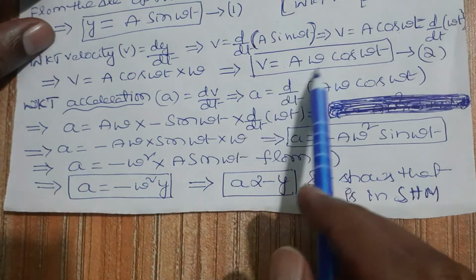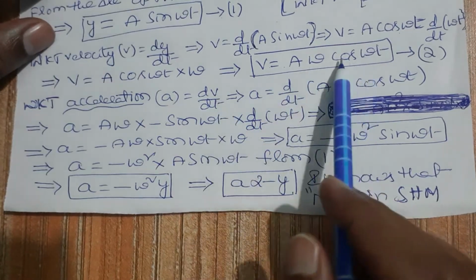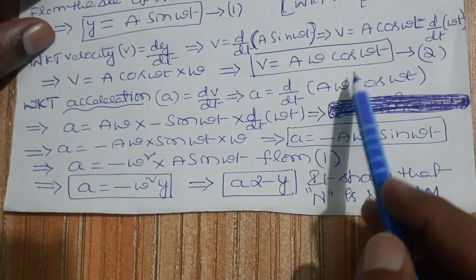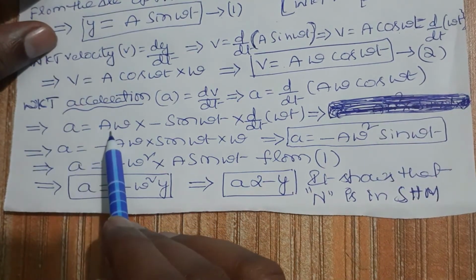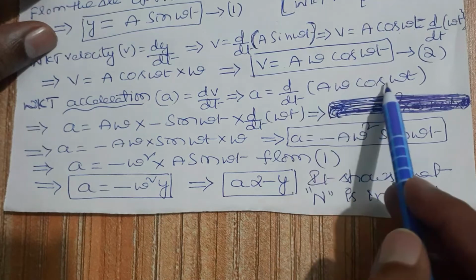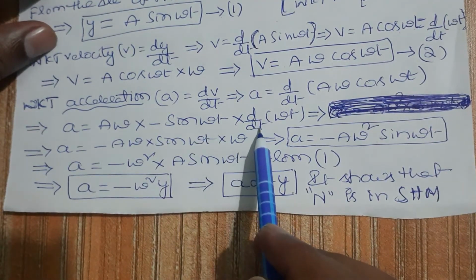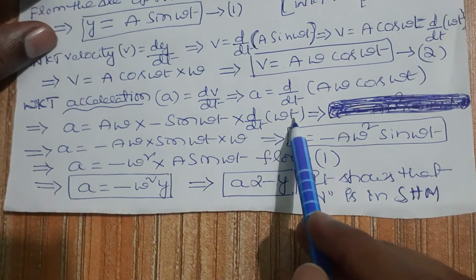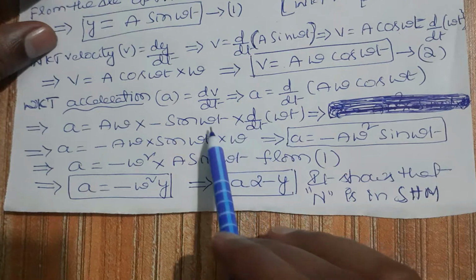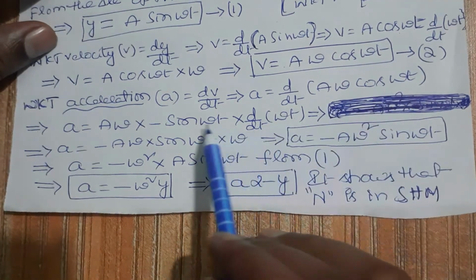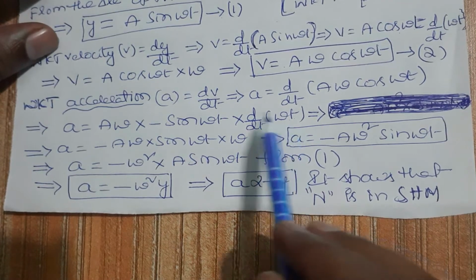So substitute: a is equal to d by dt of v, and for v we substitute a omega cos omega t. So acceleration is equal to a omega, d by dt of cos omega t, which means minus sin omega t into d by dt of omega t. Two times differentiation, students: cos omega t one time, another time omega t. So minus sin omega t into d by dt of omega t.